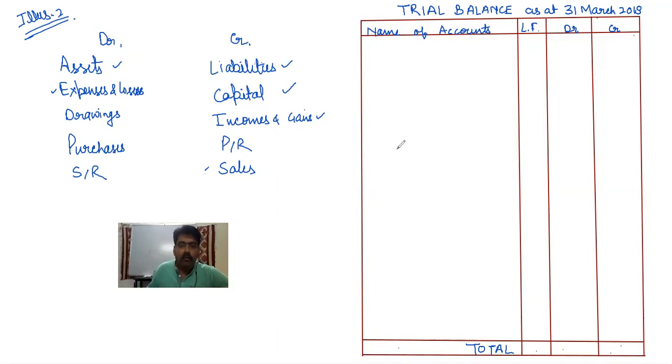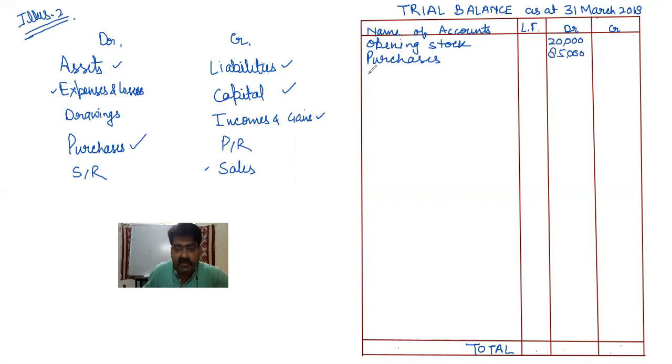So first is opening stock. You know, opening stock is one of the assets. So all the assets are having debit balance. So opening stock amount is 20,000. This amount will come in debit side. Okay. Next is purchases, and I told you we have debited purchases every time. So balance of purchases will also come in debit side, that is 85,000.